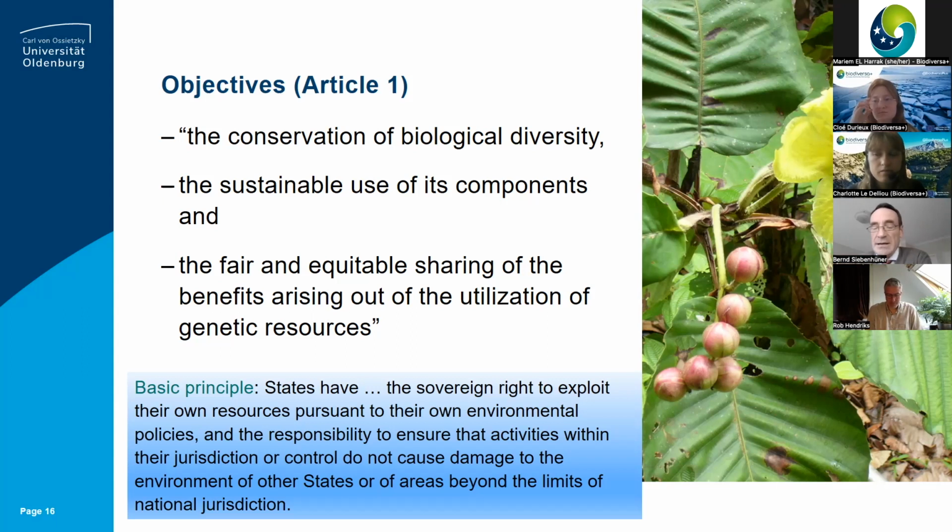They have to ensure conservation and sustainable use, but it is states that are the main actors and that are kind of the owners. So the ownership question here is clarified by the convention in that sentence here, as I put it down. Next slide.